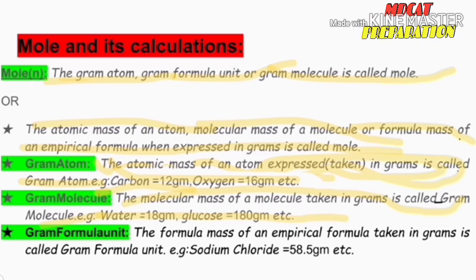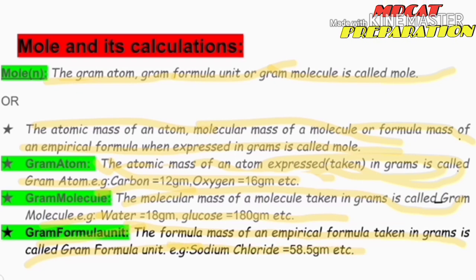Now we move onward toward the gram formula unit. The formula mass of an empirical formula taken in gram is called a gram formula unit. For example, sodium chloride has 58.5 AMU mass. When it is expressed in gram, then that is called a gram formula unit of sodium chloride, etc.